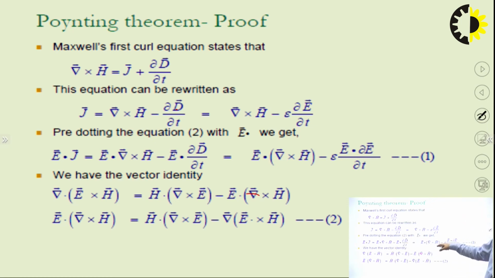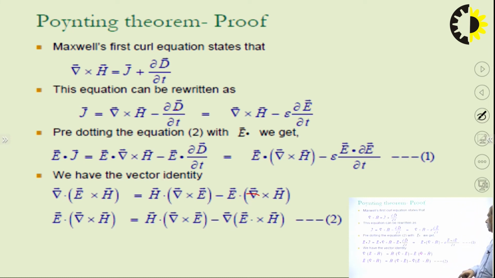So we can write this E dot del cross H minus epsilon E dot dE by dt. Now by using the identity from vector calculus, we know that divergence of E cross H is equal to H dot del cross E minus E dot del cross H. So here we have to find this value of E dot del cross H. So value of E dot del cross H is equal to H dot del cross E minus del dot E cross H from equation number 2.